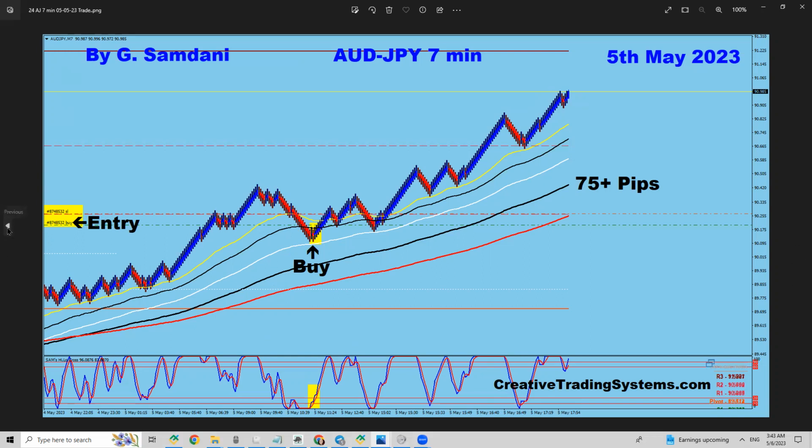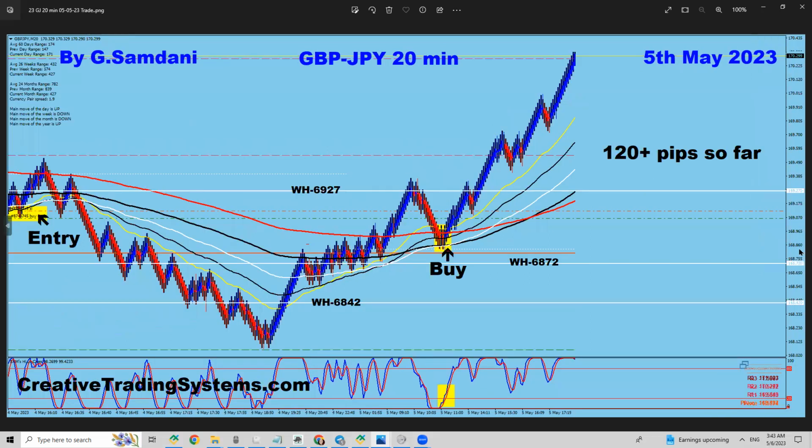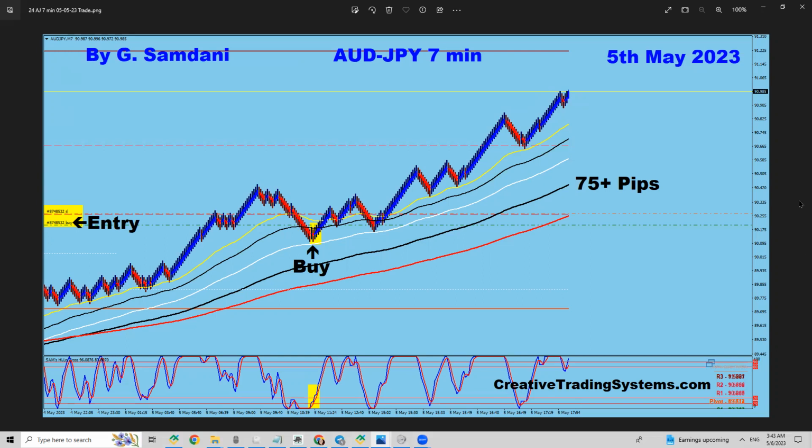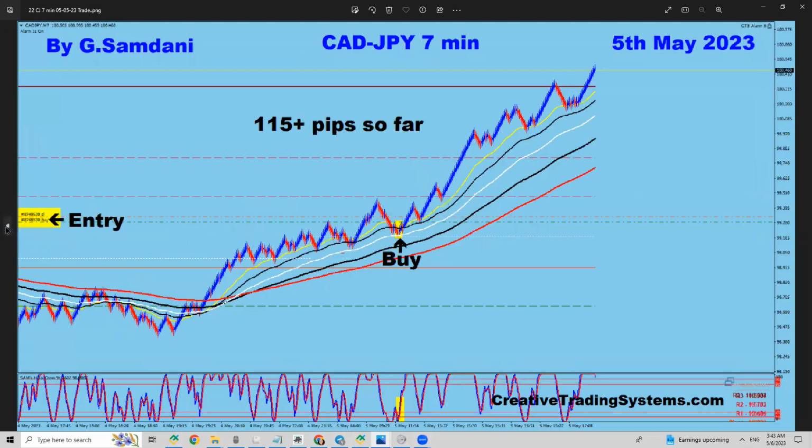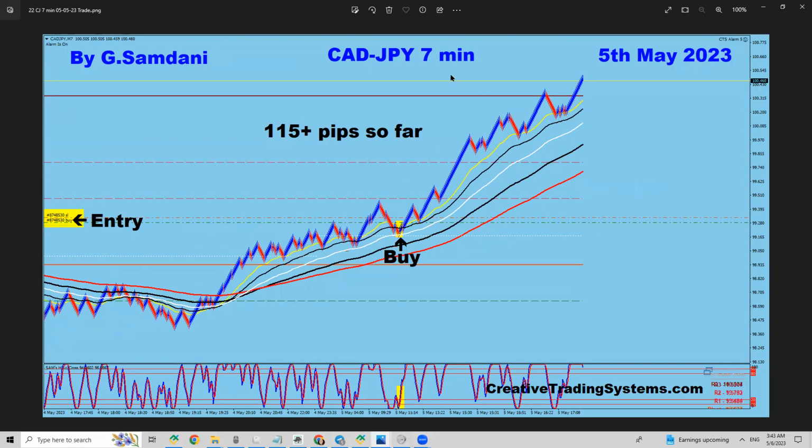And what else? Today I had this pound and this Aussie, and where the heck was it? There was a CAD one too, man. CAD yen. All right. This is also from 7-minute, and you can see that setup is exactly the same. Here's my alarm, CTS alarm 5. It beeps. So here you can see that this was an entry, this was an entry, this was an entry, right? And then this was an entry.